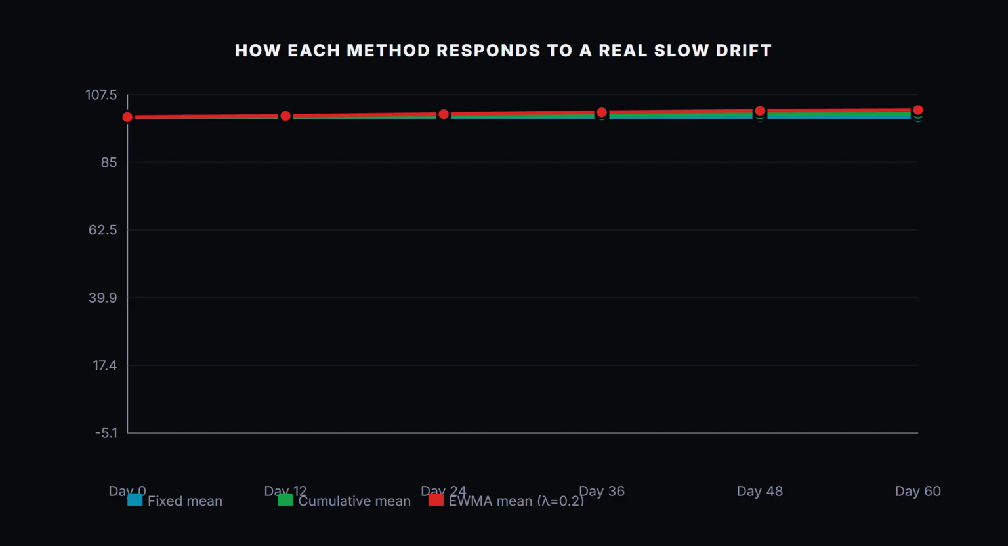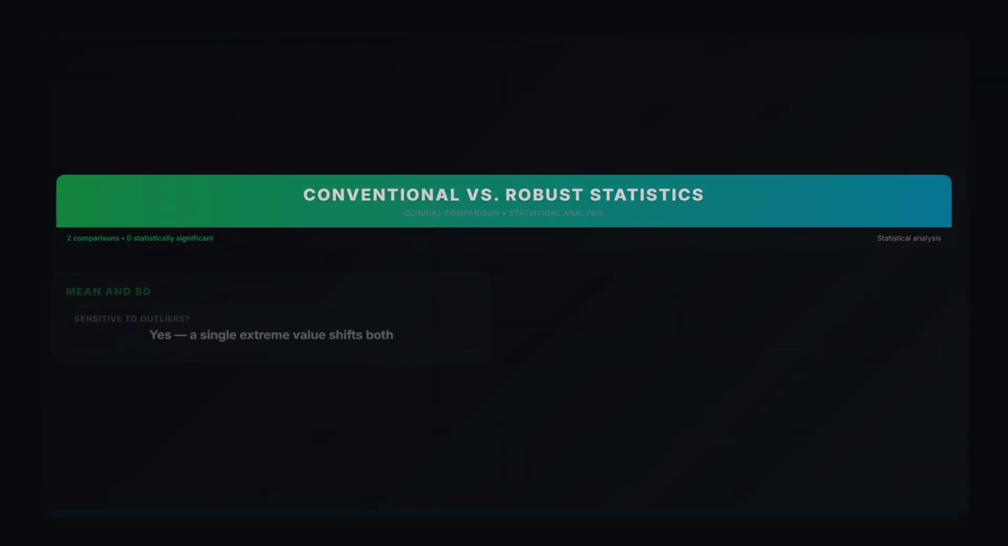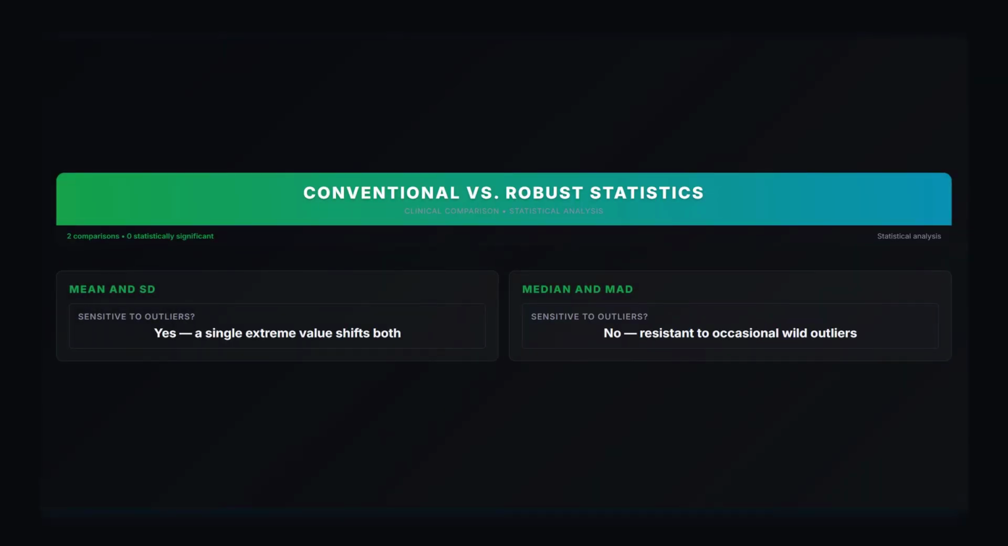There's a fourth tool worth knowing even if it's used less often: robust statistics, using the median and median absolute deviation instead of mean and SD. Because the median isn't pulled around by extreme values, a robust baseline resists distortion from the occasional wild outlier far better than a conventional mean or SD calculation.